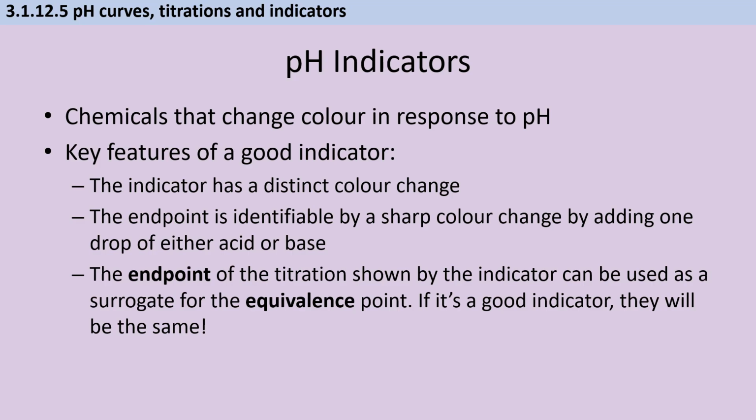pH indicators are chemicals that change colour in response to pH. When we're picking a good indicator, we want something that has a distinct colour change. Think about the fact that you would never use a universal indicator for a titration because you can't tell exactly where the colour change is. The end point is identifiable by a sharp colour change, and that occurs when you add a single drop of acid or base. The end point of the titration, where we see the colour change of the indicator, can be used as a surrogate for the equivalence point, which is where the hydrogen ions and hydroxide ions are equal. If it's a good indicator, then they will occur at the same time, but this won't always be the case.